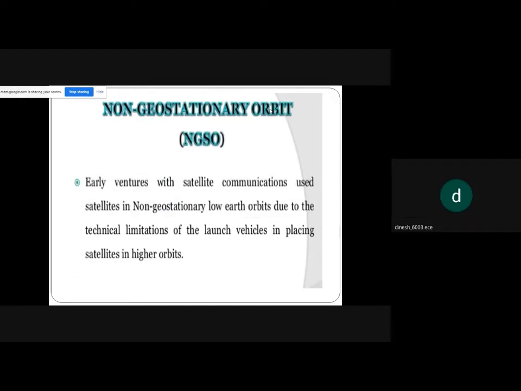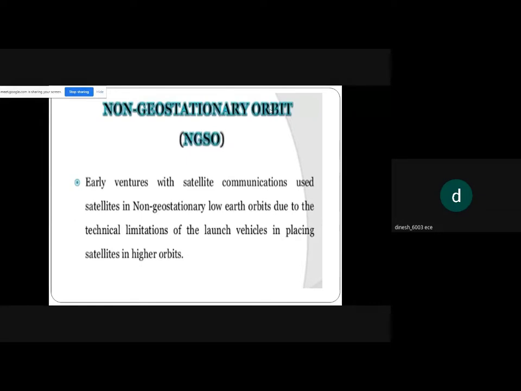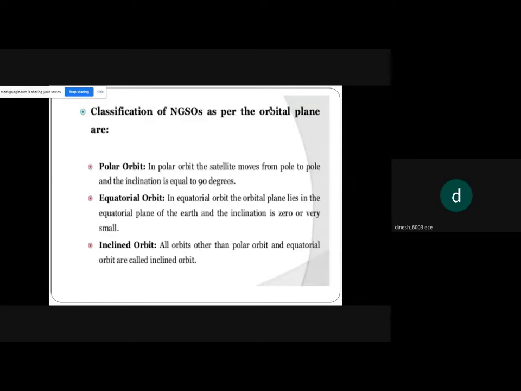So non-geostationary orbits are those where the satellites that have been placed for communication in low Earth orbits, due to the technical limitations of launch vehicles in placing satellites in higher orbits. Okay, why do we go for this? Due to these three reasons: polar orbit, equatorial orbit, and inclined orbit.